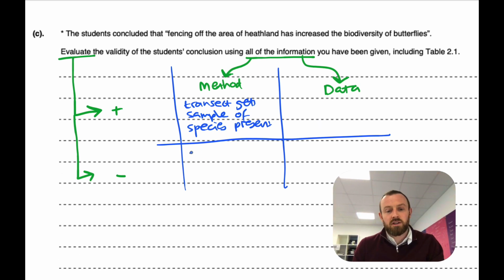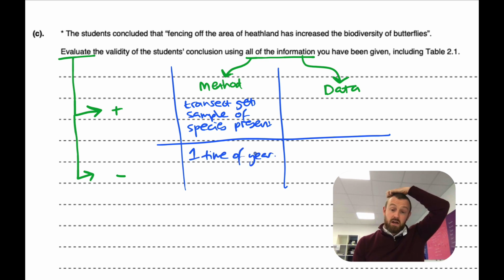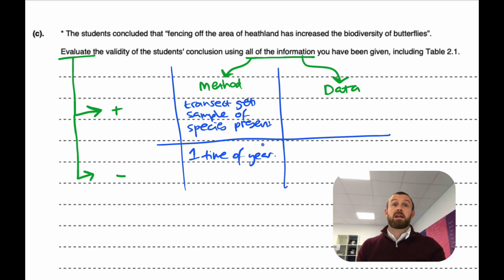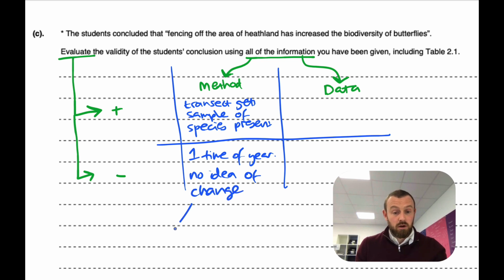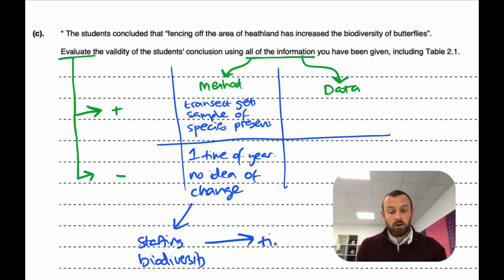Well, we don't know. It's only done one time a year. Maybe weather dependent. Only one transect was done in each place. And also, and this is important, we actually have no idea what the heathland was like before it was fenced off. We have no idea of the change because we don't know the starting level of biodiversity before the heathland was fenced off. And we also don't know how long it was fenced off.